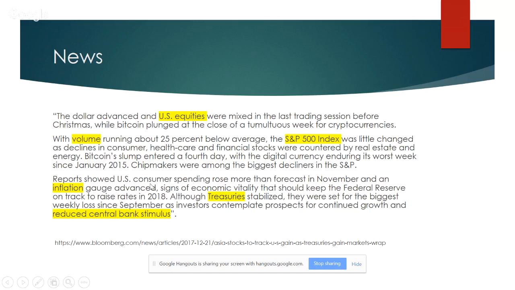And inflation gauge advances and signs of economic vitality that should keep the Federal Reserve on track. So remember, we talked about the Federal Reserve already as well. Although Treasuries stabilized, Treasuries are just bonds. We'll talk about bonds much further down the line. I'll set aside a whole couple of series to bonds as well, to tell you guys why bonds are important, why bonds matter in the economy, and the functionality behind bonds as well. But although Treasuries stabilized, they're set for the biggest weekly loss since September as investors contemplate prospects for continued growth and reduced central bank stimulus.